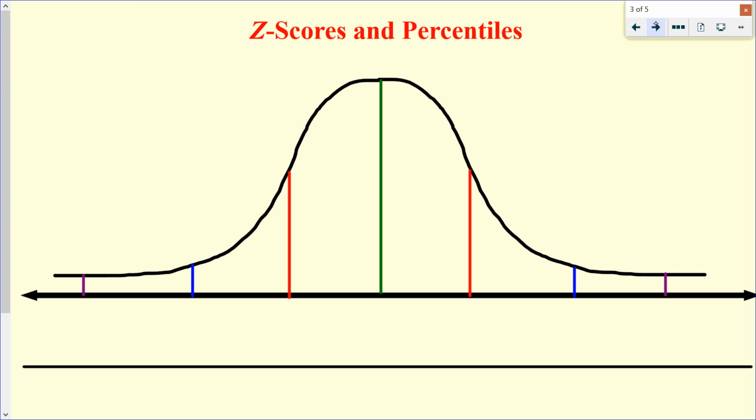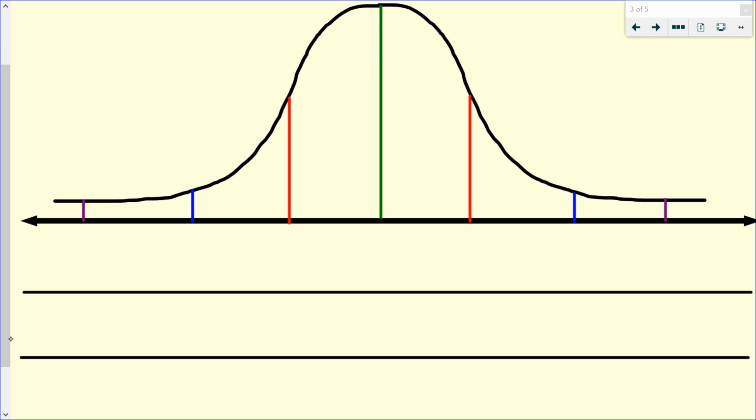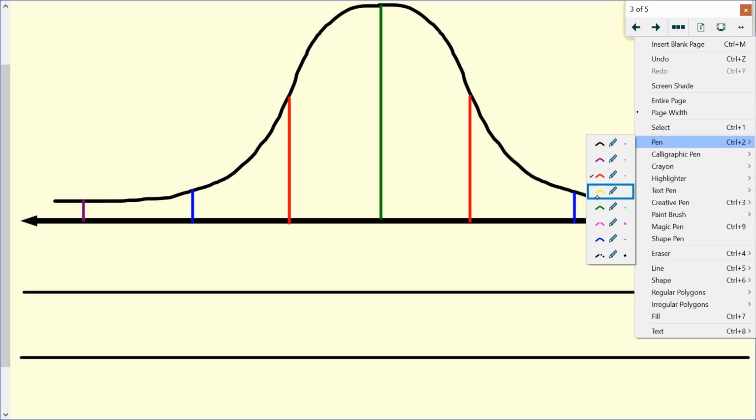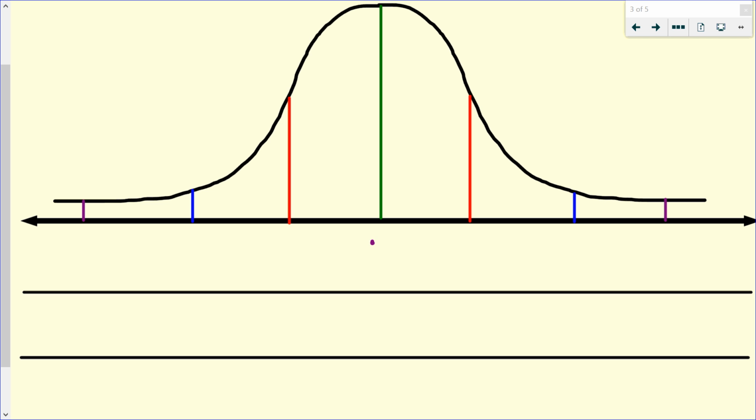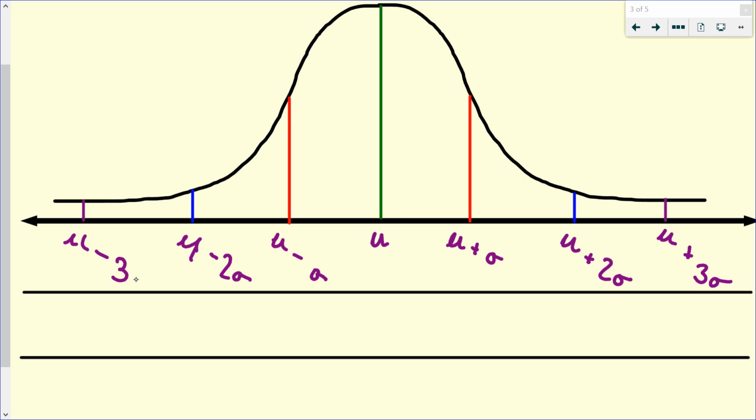So looking at z-scores as we look to the percentile. Here we have a typical normal distribution, which you probably can recall from before. And in the middle, we have our mean. And each of these lines that you see going out is a standard deviation. So this would be mu plus 1 standard deviation. This is mu plus 2 standard deviations. And this is mu plus 3 standard deviations. Going the other way, we have mu minus a standard deviation, mu minus 2 standard deviations, and mu minus 3 standard deviations.